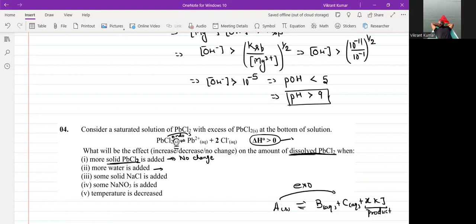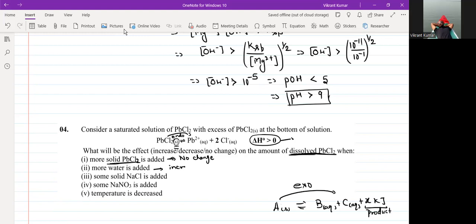More water is added then. इंक्रीजेस. Increase. Why? So forward shift. Increase in volume. Okay, दो तरीके से देख सकते हैं. If I'm adding water, that means I am giving it more volume, and volume बढ़ाने से shifting उधर होगी जिधर aqueous ions बढ़ेंगे, and that's why we'll say forward shift, and that's why it will increase.